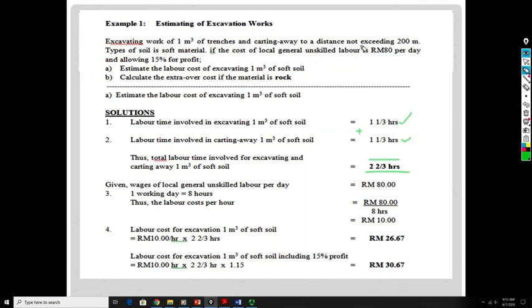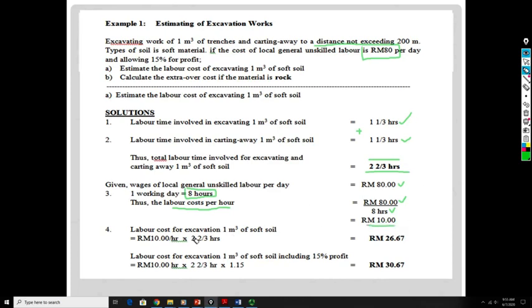Based on the question here, the cost for general unskilled labor is 80 ringgit per day. So you have here 80 ringgit. For 1 day, the labor will only work for 8 hours. So it is based on the labor law that we have in this country. And then in order for us to determine the labor cost per hour, so 80 ringgit is per day, we divide by 8 hours, the working hours per day. So we have the labor cost per hour, it will be 10 ringgit.